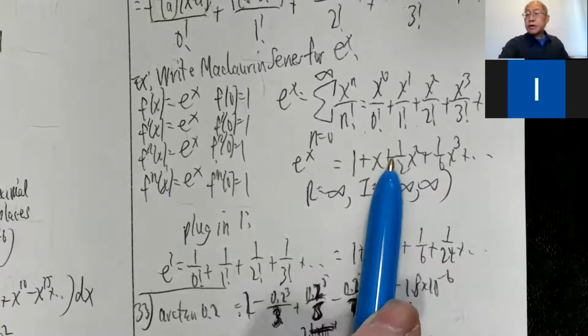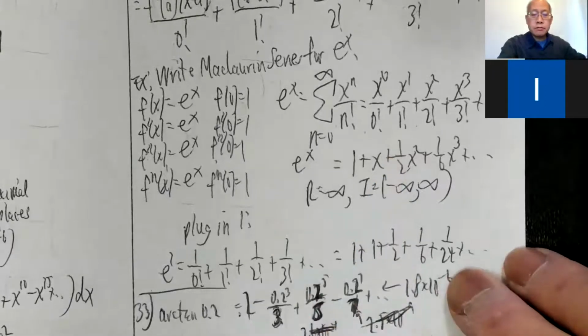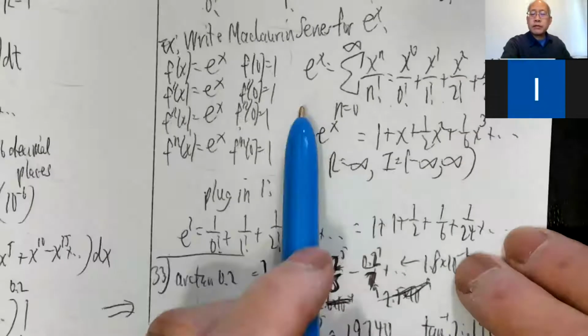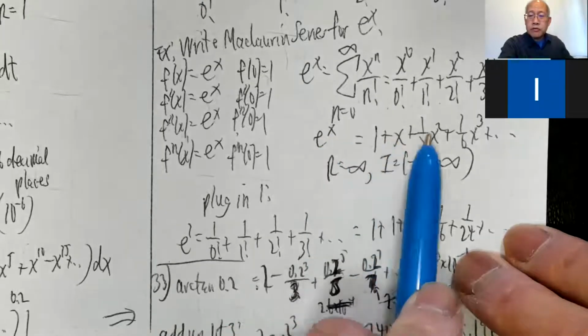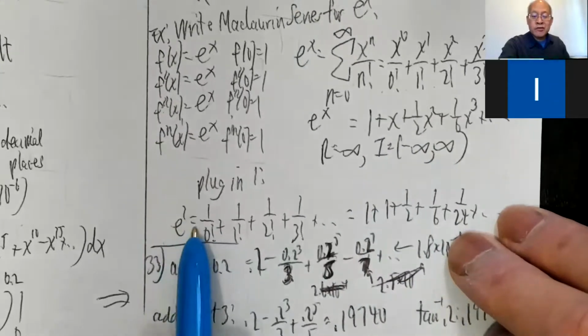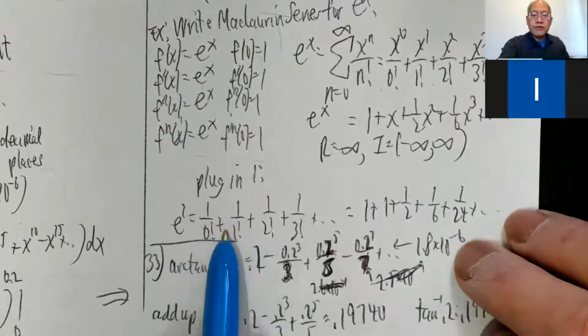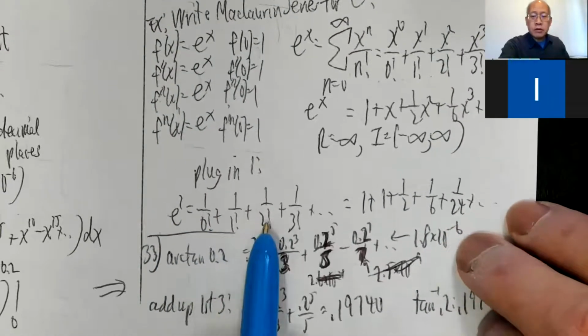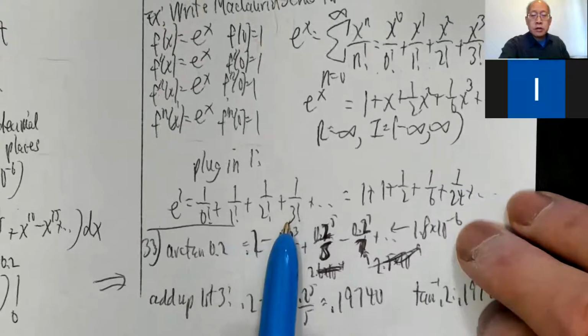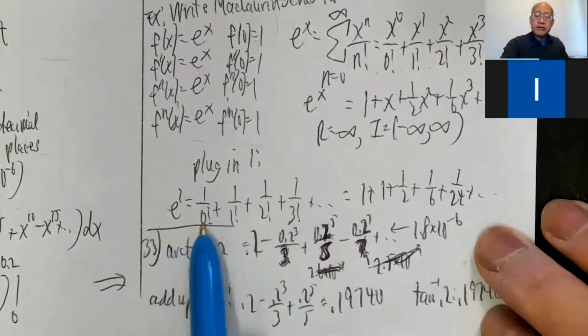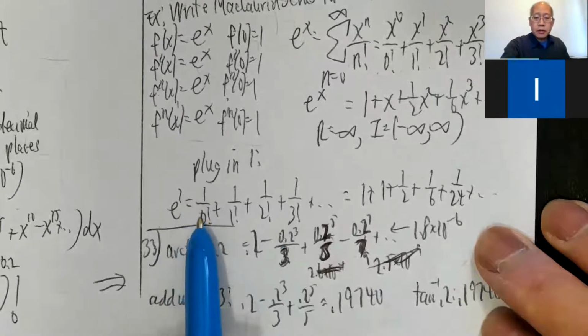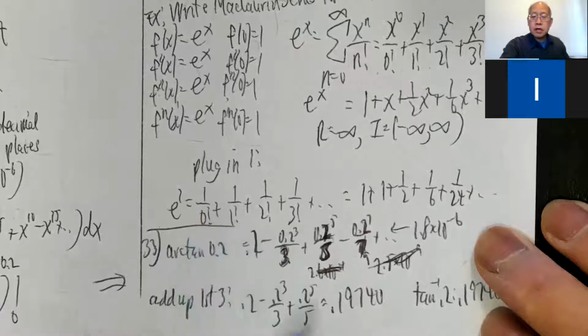And one more last tidbit, and then I'm just about done. Plug in 1. E to the 1. Put a 1 here, 1 here. E to the 1 is 1 over 0 factorial, plus 1 over 1 factorial, plus 1 over 2 factorial, plus 1 over 3 factorial. Okay, so you might think e is such a weird number. There's no rhyme or reason to it. There's a very nice formula for e. It's a summation of the reciprocals of the factorials.